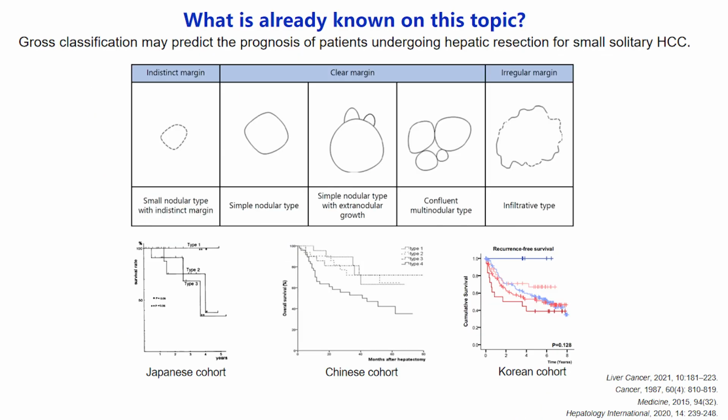There is an old saying in pathological diagnosis that states microscopy accounts for 17%, macroscopy accounts for 30%. The Liver Cancer Study Group of Japan classified HCC into these 5 gross subtypes based on the tumor shape. Gross classification has the potential to predict the prognosis of patients undergoing hepatic resection for small solitary HCC.